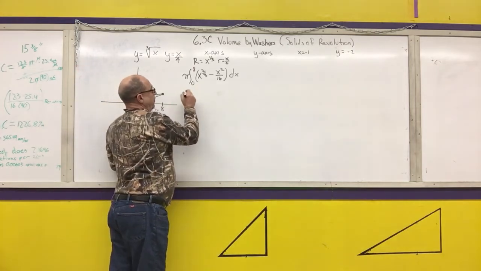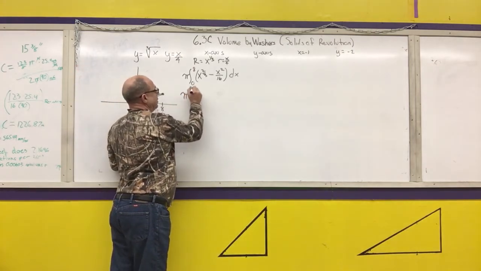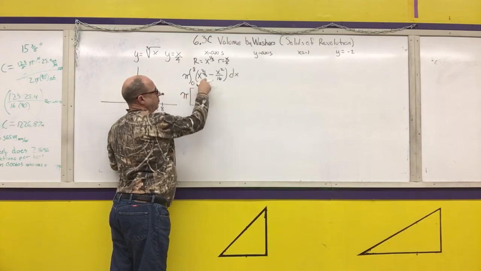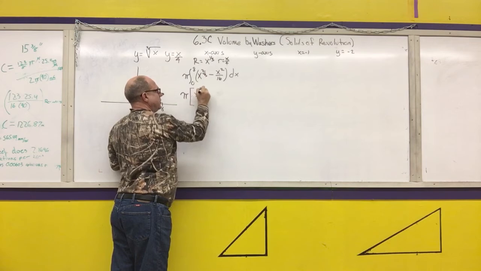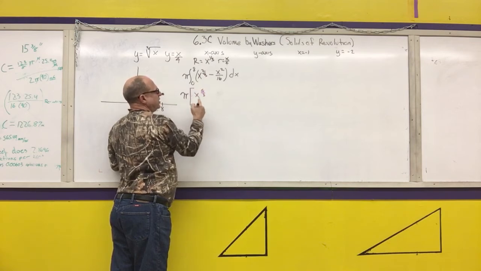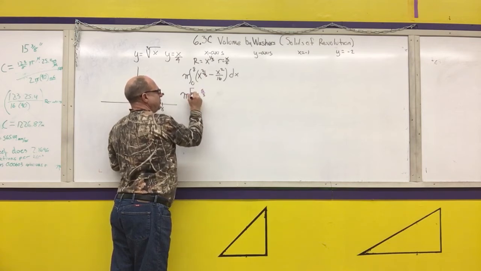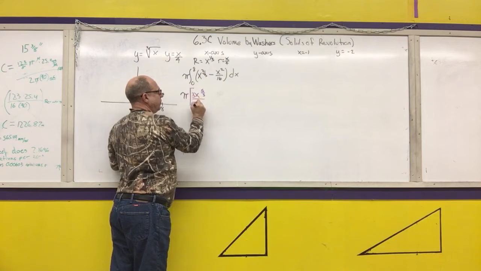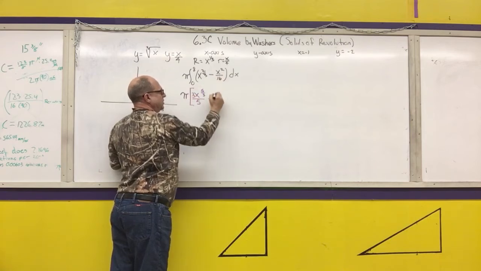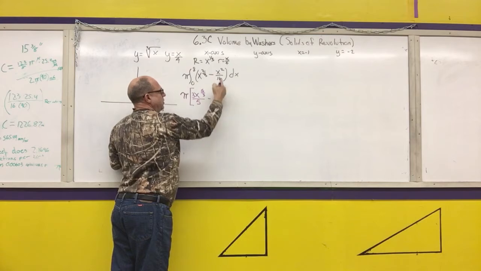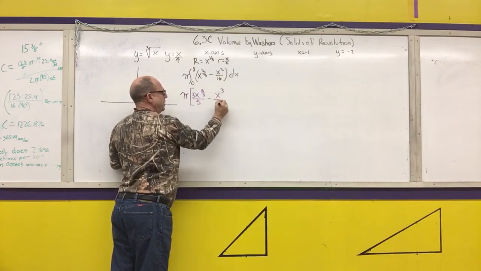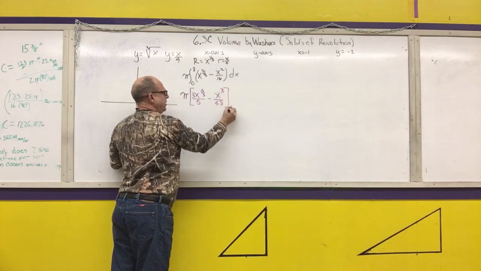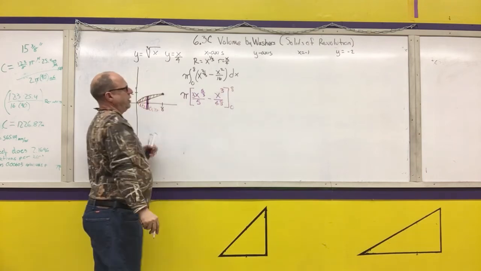Okay, so I'm going to have pi times, add 1 to the exponent, which would be 5/3, divide by the new exponent. Dividing by 5/3 is the same thing as multiplying by 3/5. Add 1 to the exponent, divide by the new exponent. 16 times 3 is 48. I'm going to evaluate that between 0 and 8.